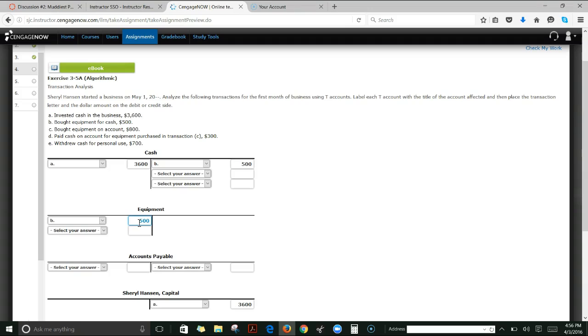In C, we've bought equipment on account this time, so we're going to add to our equipment, C. It's an asset, so we're going to add $800, but we did charge it. We didn't pay cash for it, so letter C, we now owe an accounts payable amount of $800.